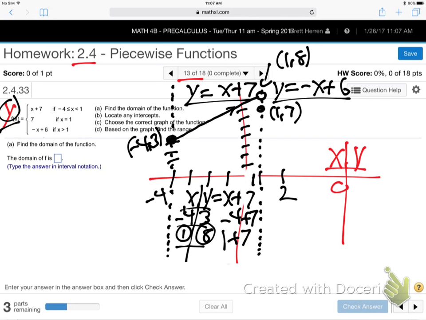Circle 1 and 2. Now should I just do 0 and 1? No, that's wrong, huh? Why is that wrong? Why can I not do 0? This is only for x's to the right of 1, right? He said greater than 1.